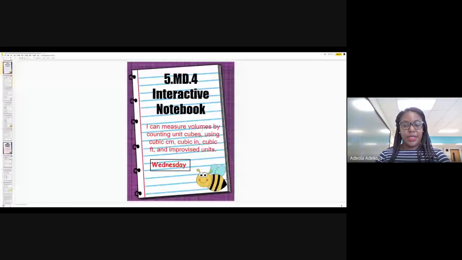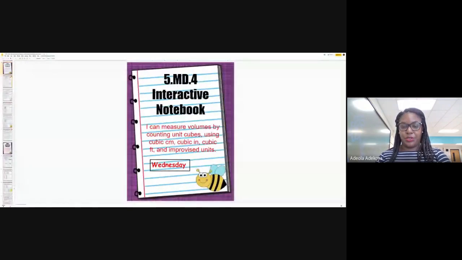We're going to continue working on volume. Yesterday we talked about what a volume is, and we measured it by unit cubes. Today we're also going to talk about other things that volume is usually measured in. We're going to use unit cubes to do our counting, right?